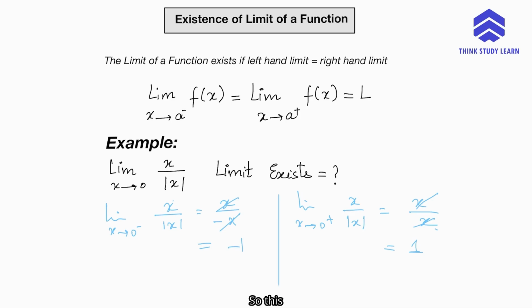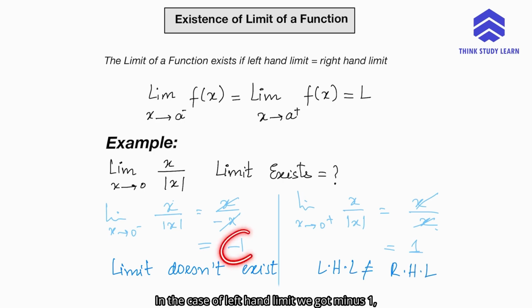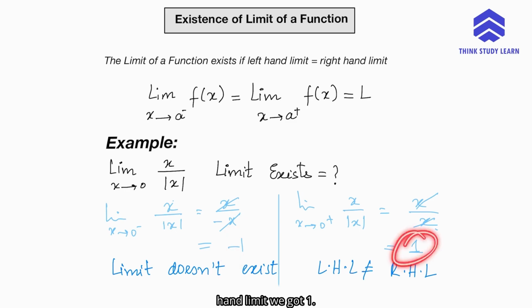This means that the left-hand limit is not equal to the right-hand limit, hence the limit does not exist. And why? Because the left-hand limit is not equal to the right-hand limit. In the case of the left-hand limit, we got -1. In the case of the right-hand limit, we got 1. Hence, they are not equal.